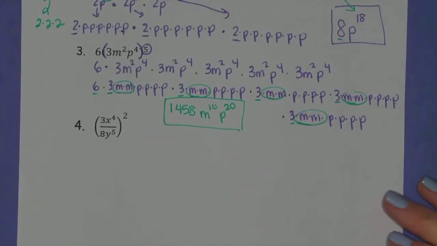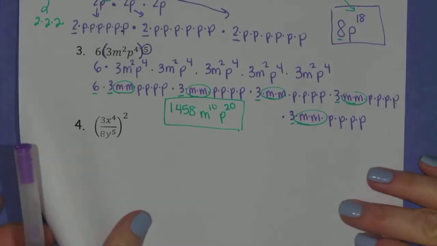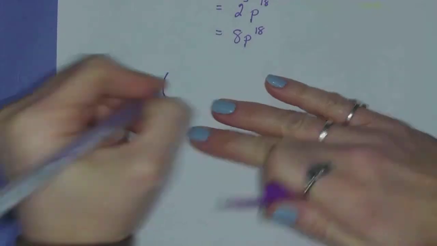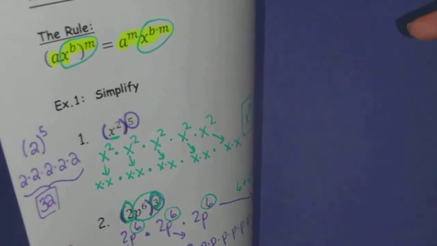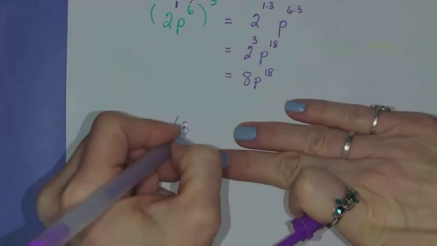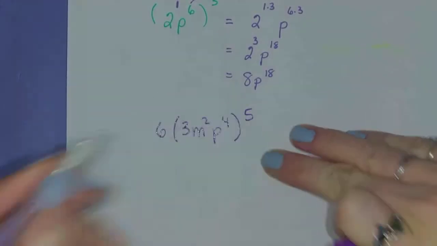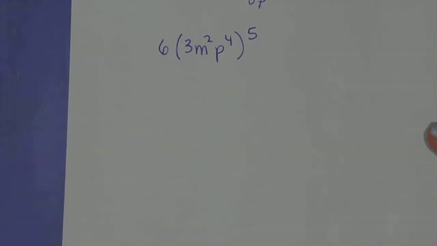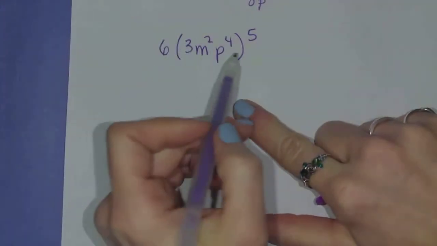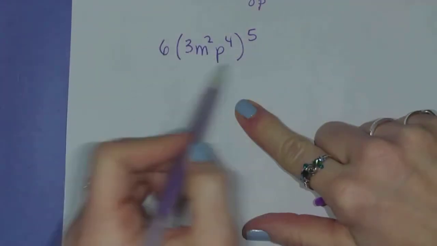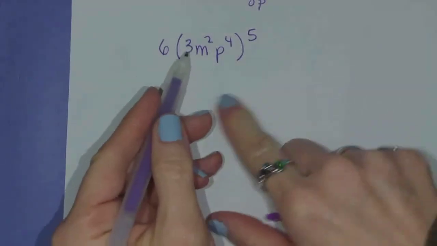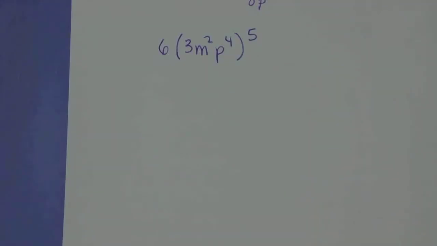So let me turn this over and recopy it. It was 6 on the outside. On the inside, it was 3m squared p to the 4th, and this was all raised to the 5th. All right, let's do this by the shortcut. Forget that. Let me do this.